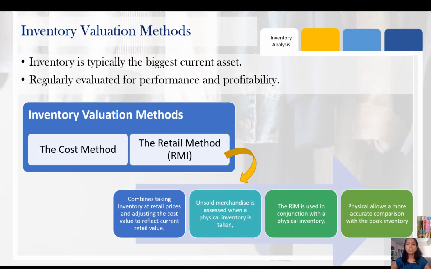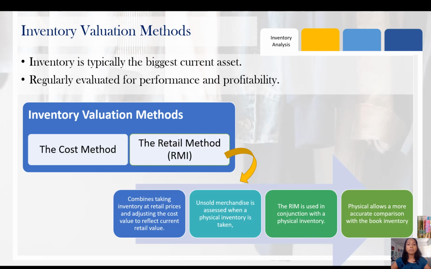Merchandise inventory is typically the biggest current asset in a retail business. Buyers regularly evaluate inventory value and performance to maintain the path of profitability. Two basic approaches are used to determine the monetary value of inventory: the cost method and the retail method. The retail method of inventory valuation is the most frequently used method in fashion retail business. Taking a physical inventory is costly. Stores need to be closed and people paid for conducting the work.